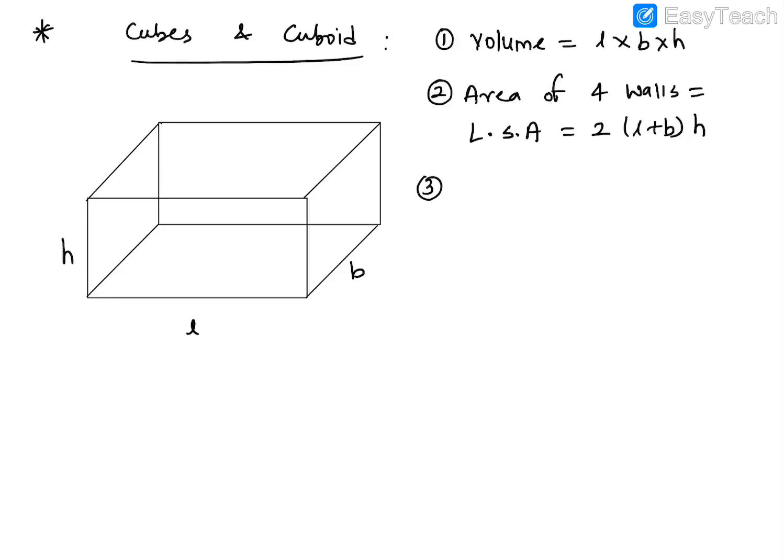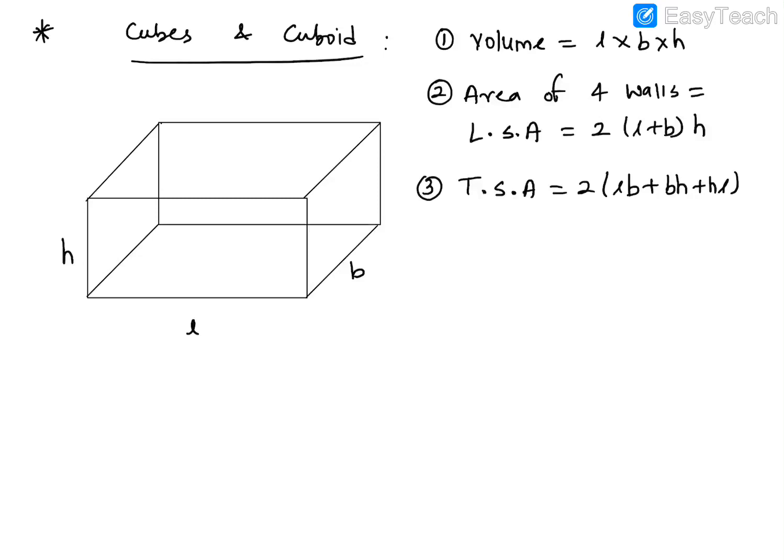Third formula is the TSA. What do we mean by TSA? Total surface area. So total surface area is equal to 2 times (LB plus BH plus HL). Okay, these are the total surface area.